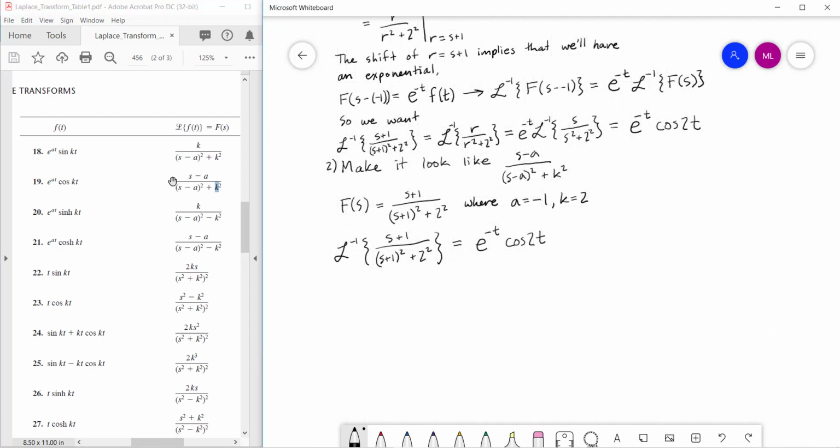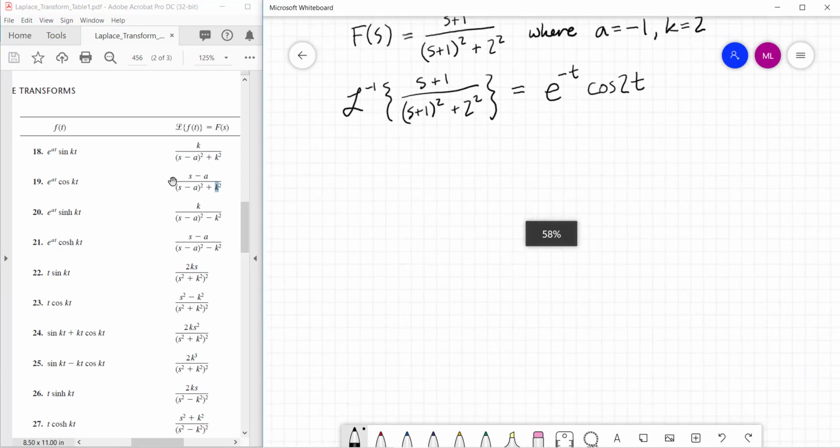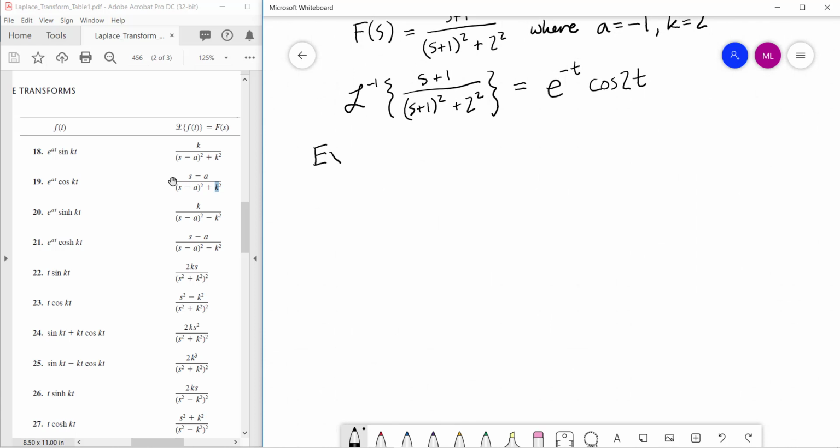Okay, so let's do another one and see how nasty these things can sometimes start to get. Let's say we want to find the inverse Laplace transform of, let's have our f of s be equal to 3s plus 1 over s squared minus 4s plus 20.